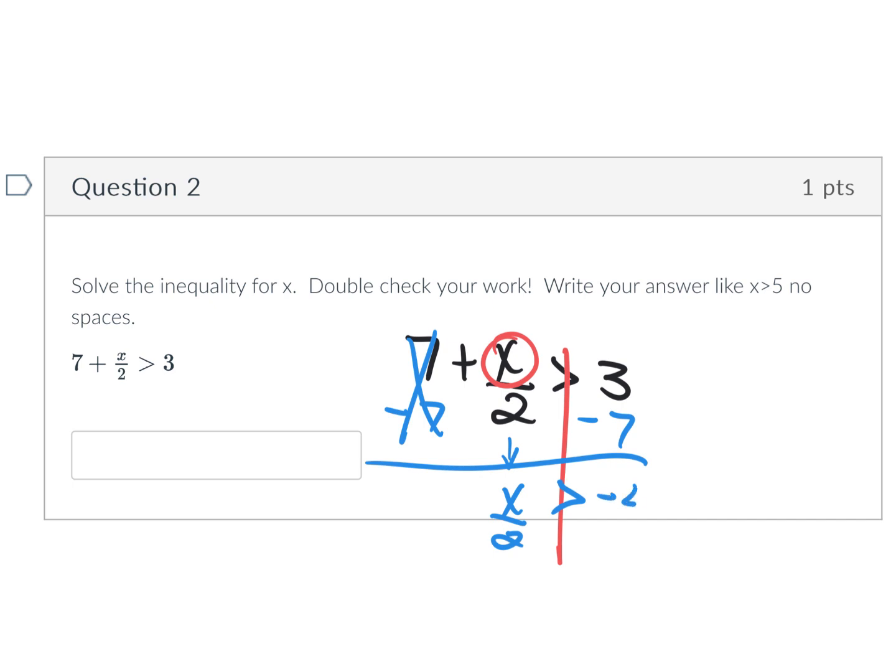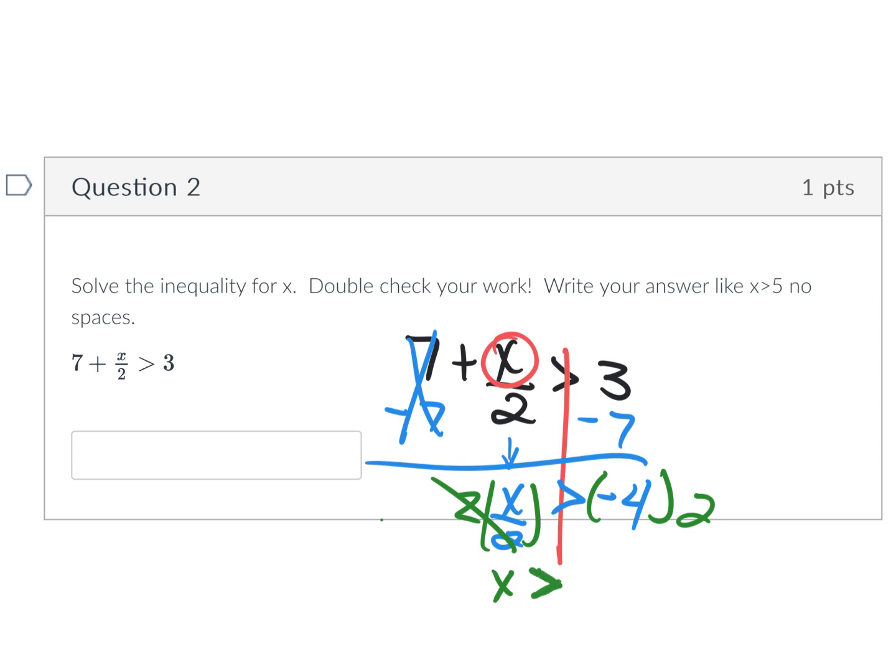3 minus 7 is negative 4. Okay, now x over 2 means x divided by 2. To get rid of divide, we times. So we're going to times both sides by 2. The number with x is not negative. I don't care about the negative 4, so we don't change the sign.